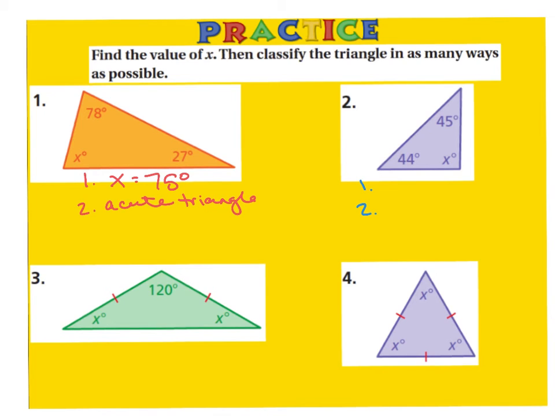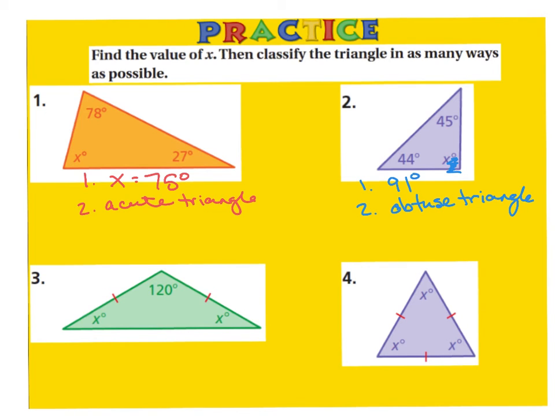Number 2, we have 45 and 45, which gives us 90. We subtract that from 180, we get 91... so as much as this looks like a right triangle, it is not. It is 91. And it's not an acute, so it is an obtuse because 91 is larger than 90 degrees. Not equiangular, not equilateral, also not isosceles.